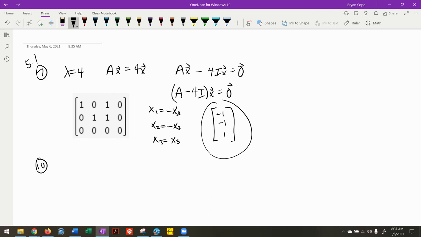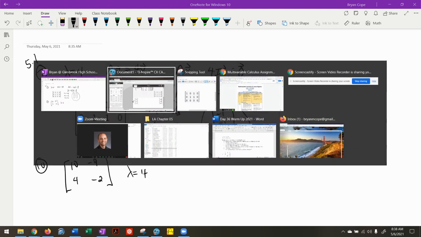Directions here say find a basis for the eigenspace corresponding to each listed eigenvalue. For number 10, we've got a 2 by 2 matrix, and again, we're dealing with the eigenvalue of 4. So here's the matrix, 10, negative 9, 4, negative 2, and lambda equals 4 is our eigenvalue. So we're going to do the same approach.